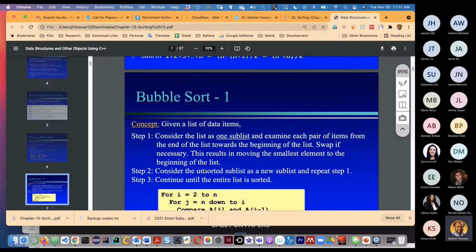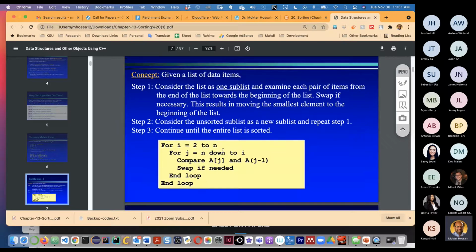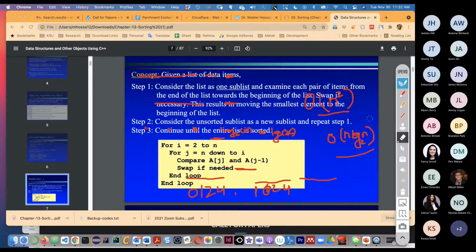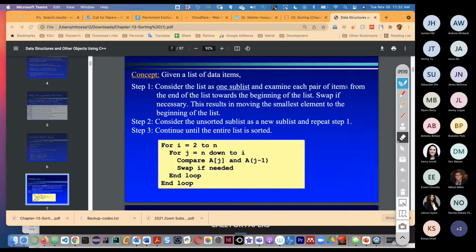So here in this slide, there is the bubble sort algorithm. This is the process for bubble sort. For a given data set, step 1 is to consider the list as one sublist and examine each pair of items. Examine means compare each pair of items at a time, from the end of the list toward the beginning of the list, and swap if necessary.